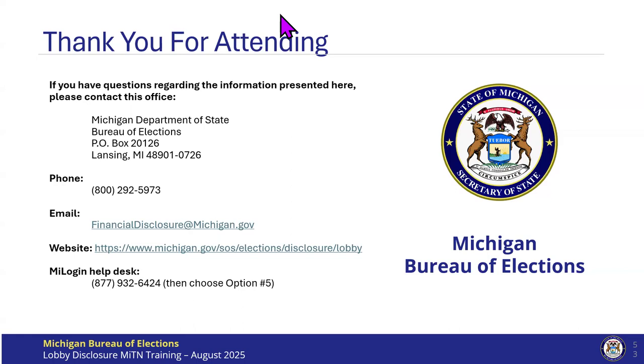Please also note that we are available via email. You can see it on this screen at financialdisclosure@michigan.gov. With it being the filing month, we are going to have in-office hours if needed, and we're available to troubleshoot either via phone or the email. We always recommend email because we can get back to you quicker.